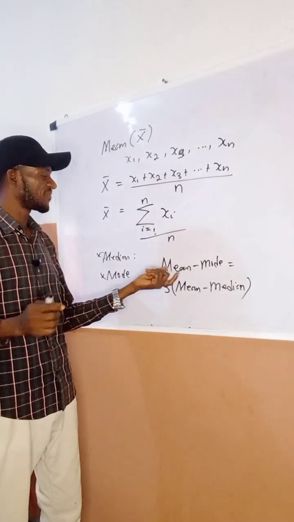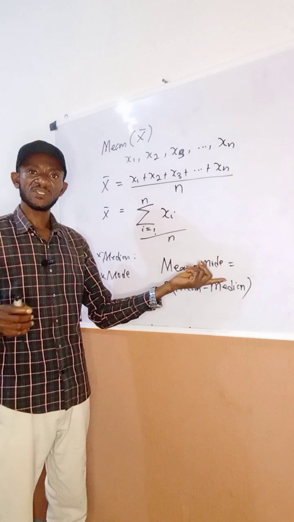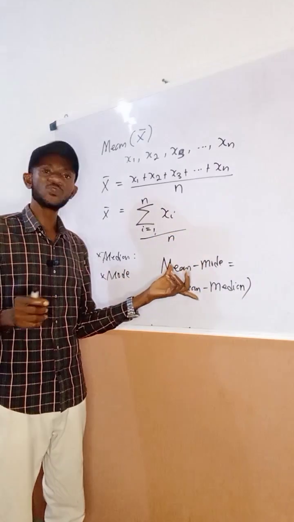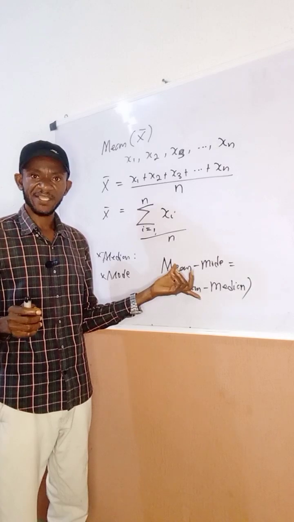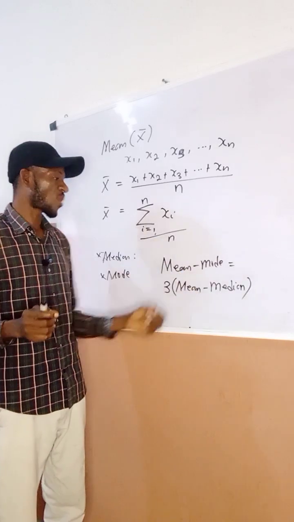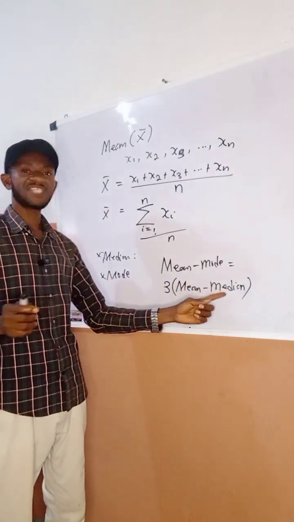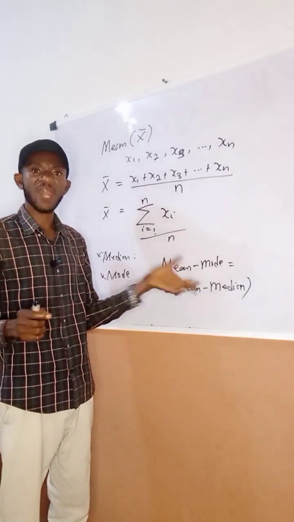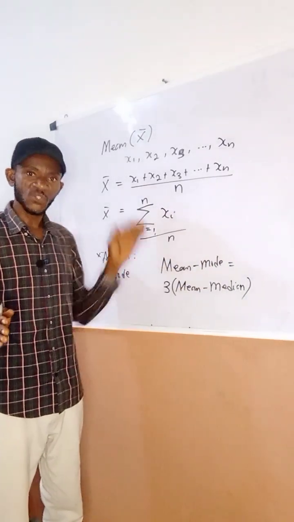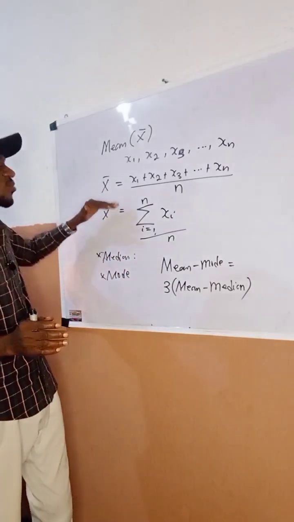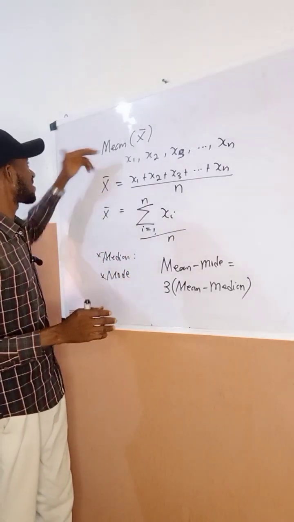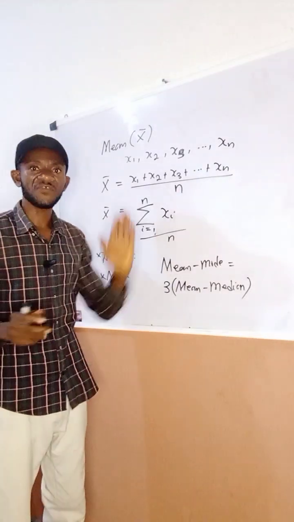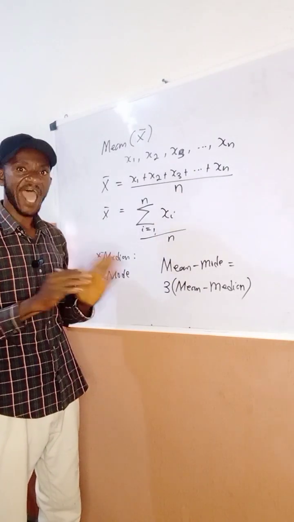Therefore, somebody can be given the mean and the mode and asked to find the median. The moment you know this formula, you are there. You can equally be given the mean and the median and asked to find the mode. So these are what we are going to say for now about the mean, the median, and the mode of an array of data.